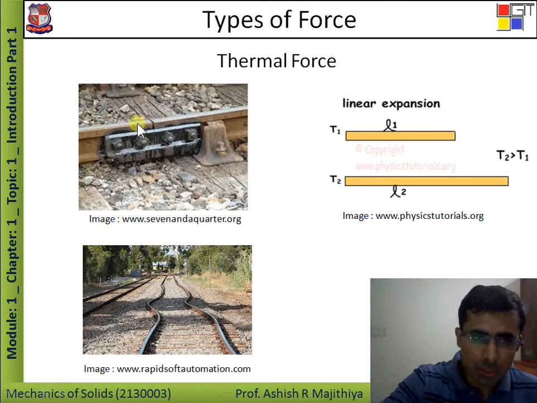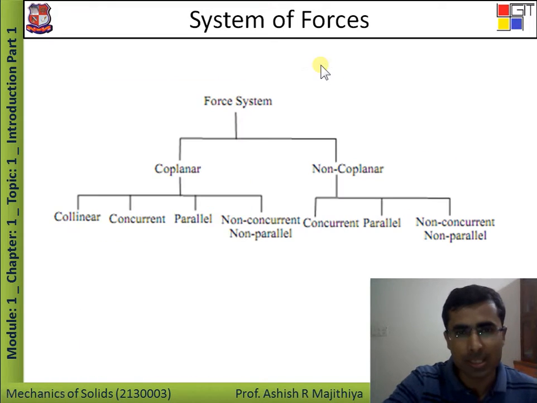We know from school times that a gap is always left between two rails of a railway track. If such a gap is not left, in the summer time when these rails are heated, they will elongate, and if the gap is not there, such kind of distortion occurs. So to eliminate such distortion, an initial gap is always left between two rails. The whole concept is because of the thermal force induced inside the material.